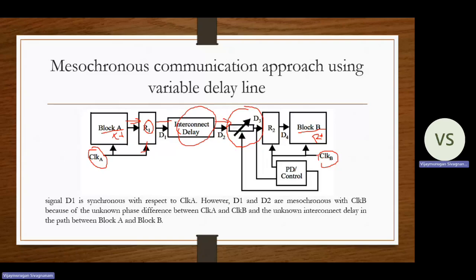The clock signal is applied to block B and R2. After getting the clock pulse, the R2 register gets the data. This D3 is applied to R2. After getting the clock pulse, the R2 register samples the data. After sampling, the data is passed to the input of block B, which then receives the data. PD is the delay controller. So this is the basic operation of an isochronous communication approach.